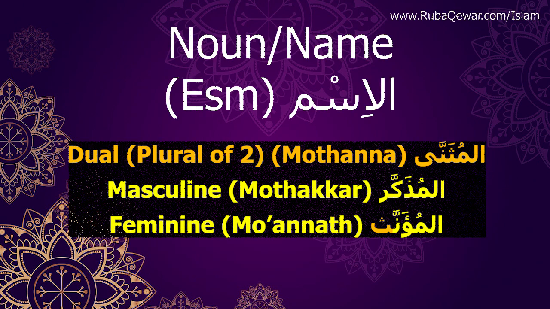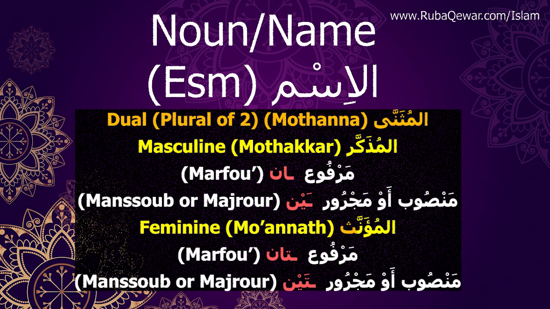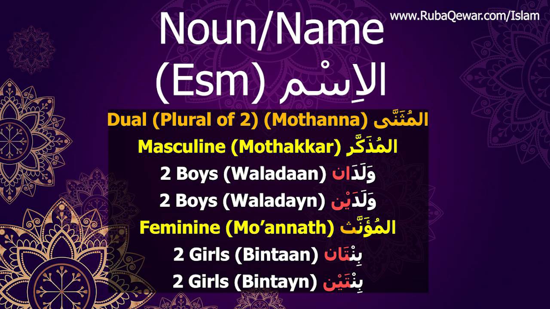Now, muthanna, we have again mudhakkar and mu'annath. It either ends with alif noon at the end or fatha ya noon. And I'm going to give you an example. Okay? So for example, when I say waladan, 2 boys, or waladain. And so you see fatha, it's not waladin, waladain. There is a fatha and then ya noon.